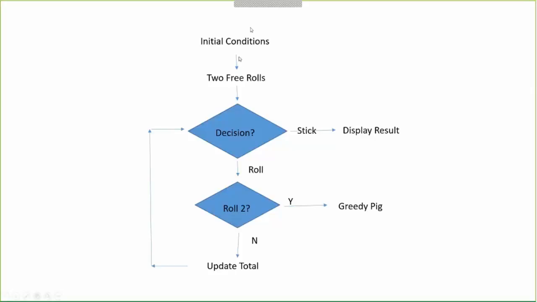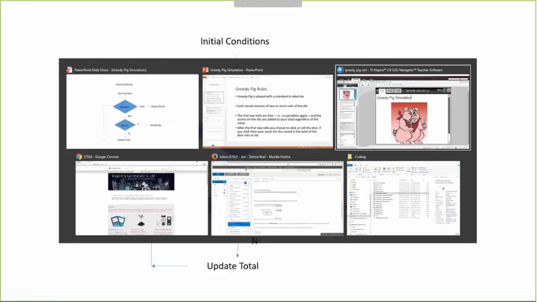We've got to set up some initial conditions. We've got to deal with our 2 free rolls. We've got to make a decision whether to stick or roll the dice again. And then when we roll the dice, decide if it's a 2, well, we've been a greedy pig and we're wiped out. If it's not a 2, we're going to update our total and do it all again. So I think you'll agree that that's a pretty good flowchart representation of what we have to do in the game and the rules. So let's look at a little bit of the code to do that.